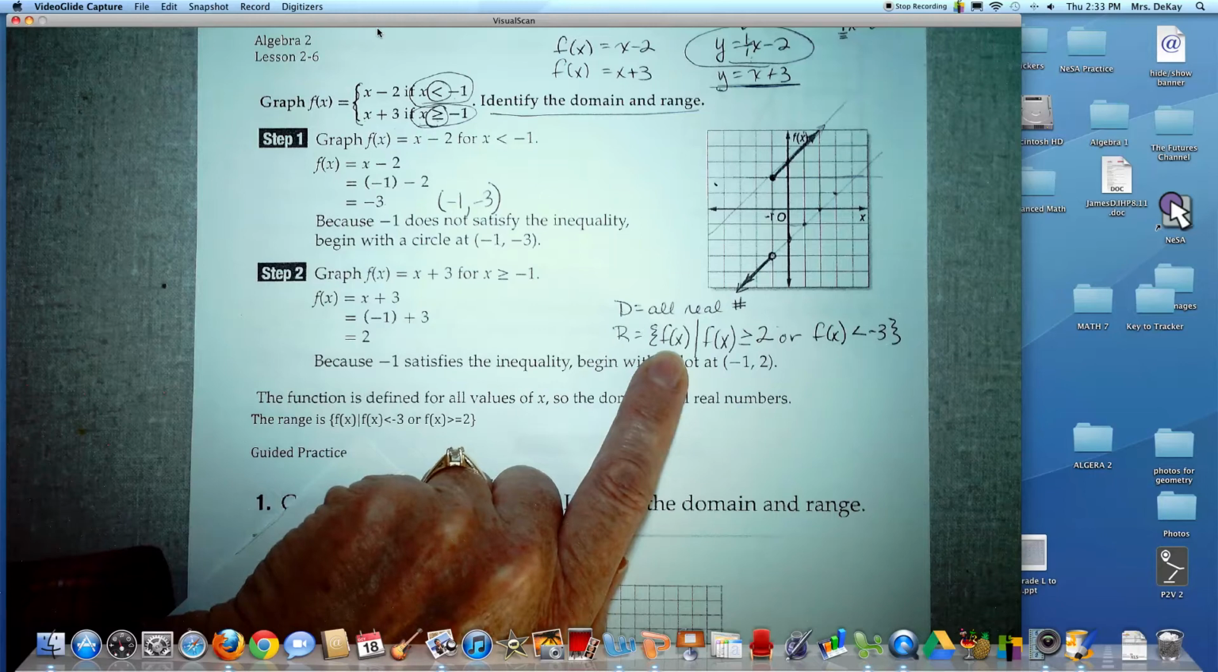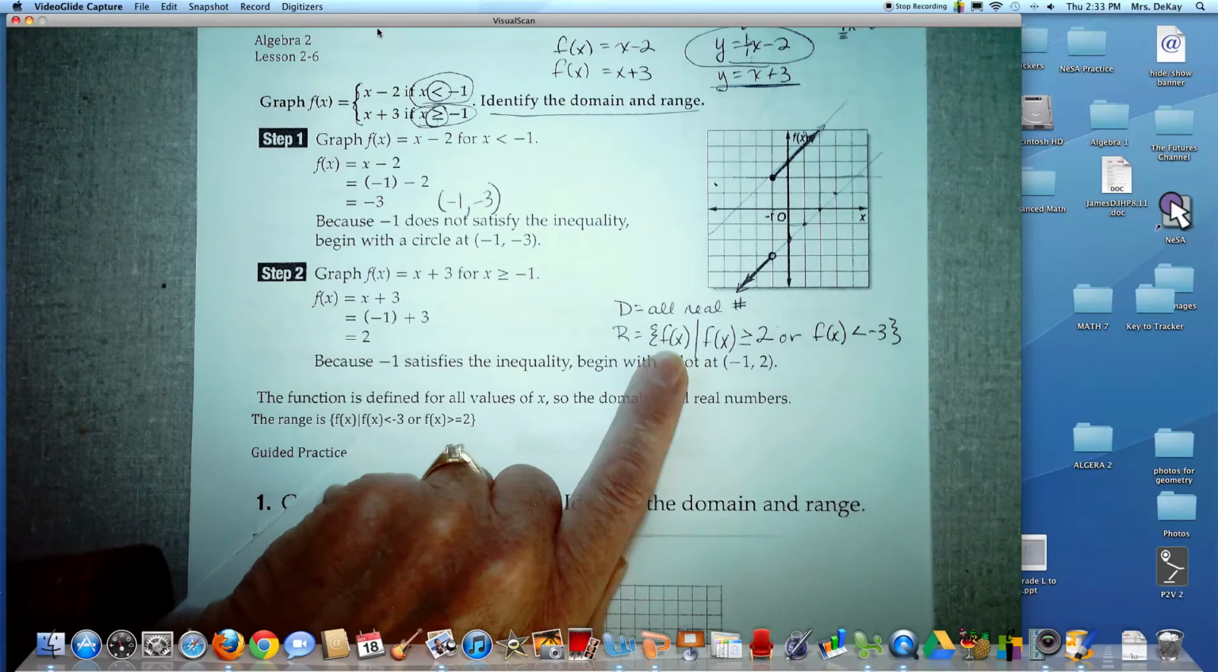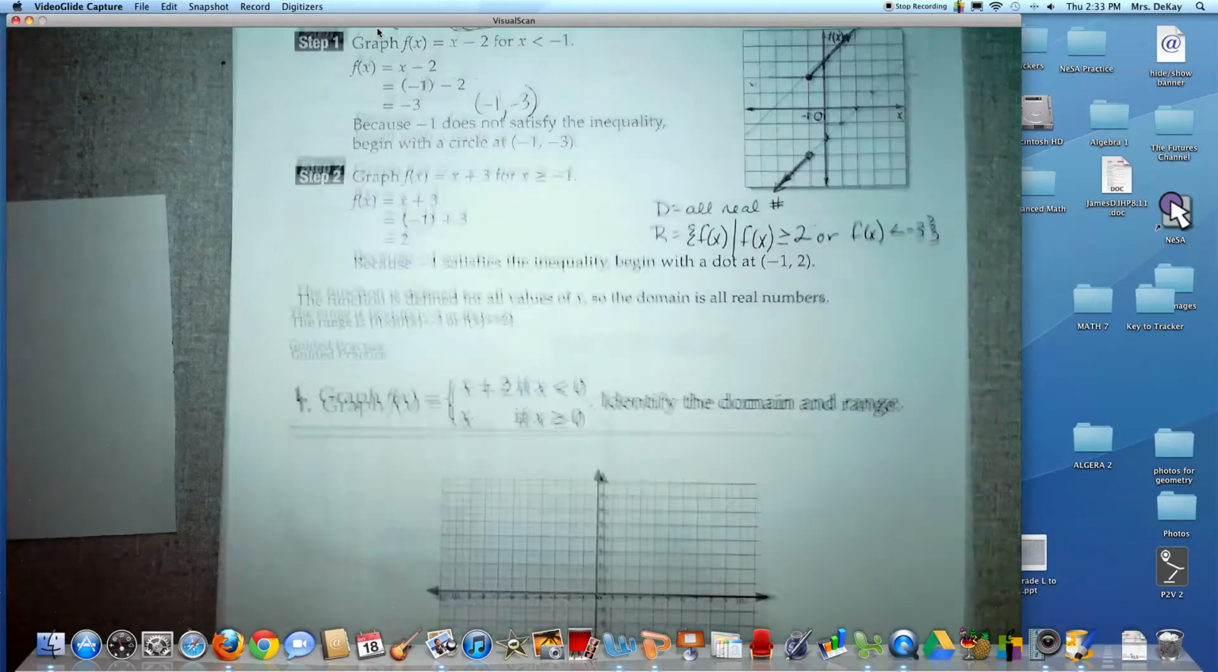Wouldn't it be "and" though instead of "or"? That's technical. I don't care. I don't care which one you put. Okay.